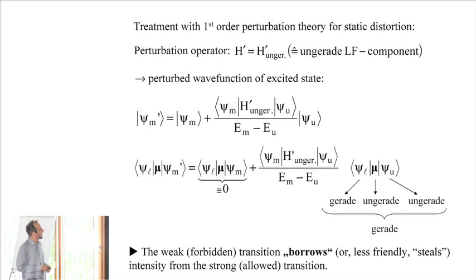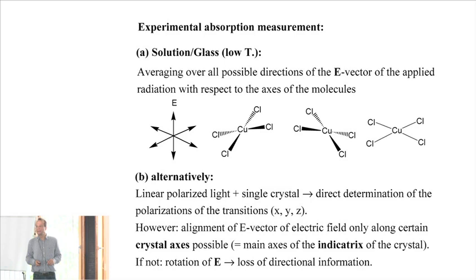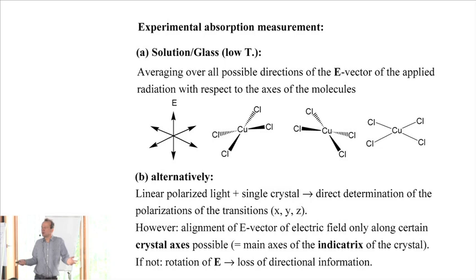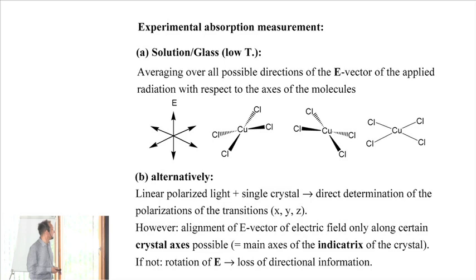Okay, let me go back to the experiments. The most usual way of doing these measurements is measurements in solution. There you average over all possible directions of the electric field with respect to the molecular axis. So you get no polarized information. Alternatively, you can go to linear polarized light plus single crystals. And you can directly determine the polarization of your optical transitions.